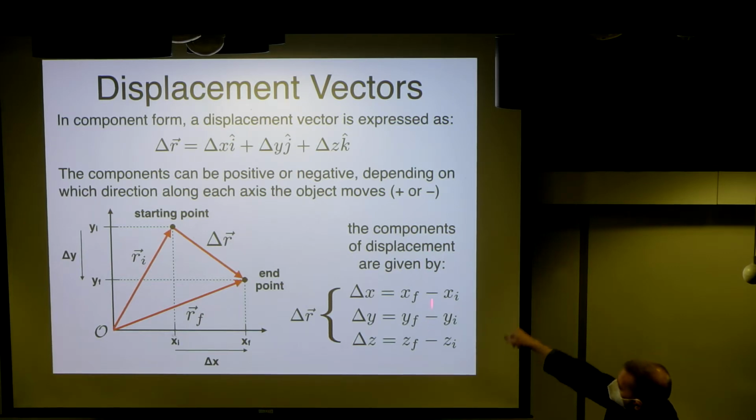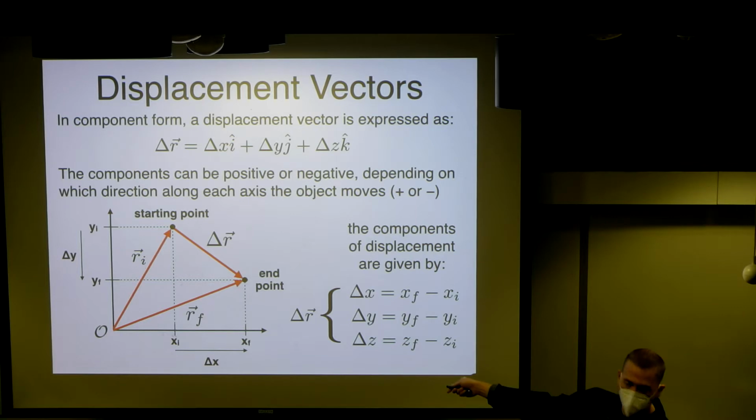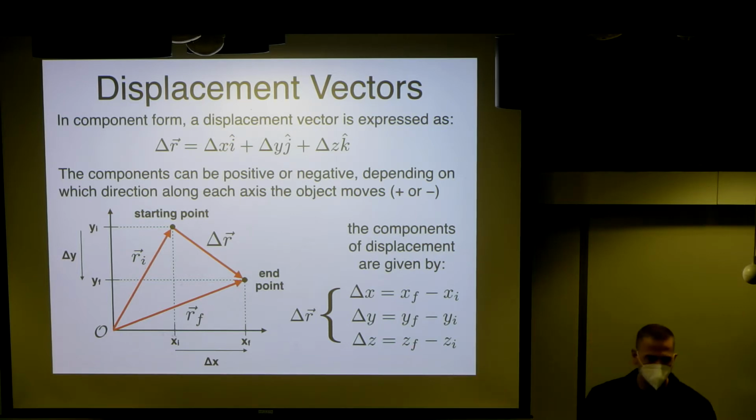So if we just write it out by component, delta x is x final minus x initial. Delta y, y final minus y initial. And then same with z. Delta z, z final minus z initial. Okay? Does that make sense? So basically it's the same definition we've seen before, but we apply it to each one of the coordinate directions separately.